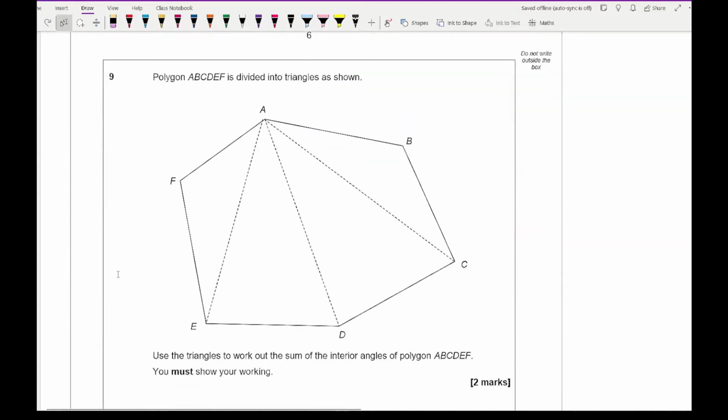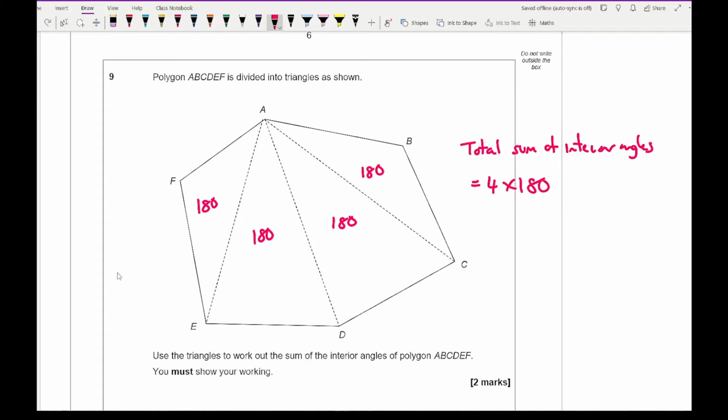Then moving on to question 9, it says the polygon ABCDEF is divided into triangles as shown. Use the triangles to work out the sum of the interior angles of the polygon ABCDEF. And you must show your working out. Well, each triangle is 180, so then the total sum of interior angles is going to be 4 times 180, which is 720 degrees.